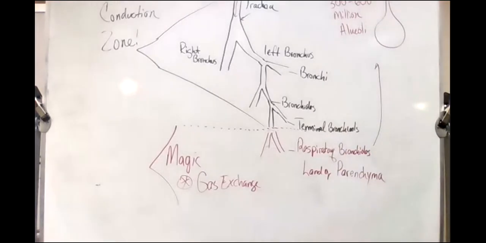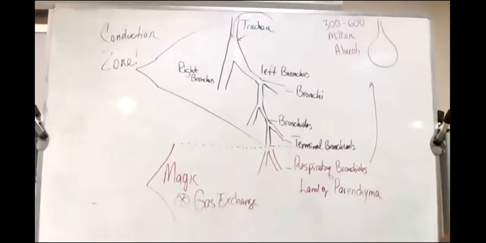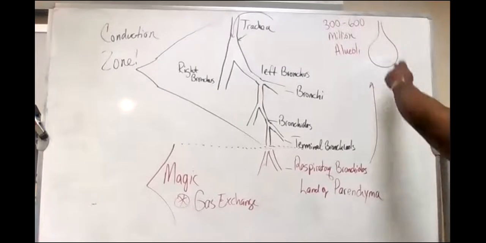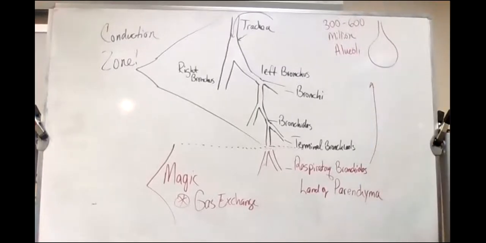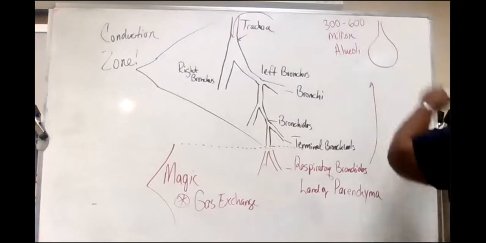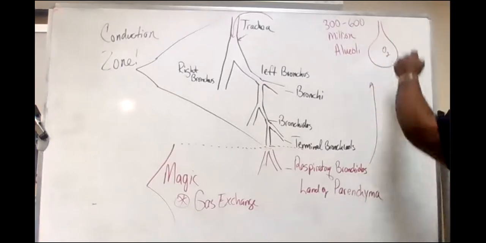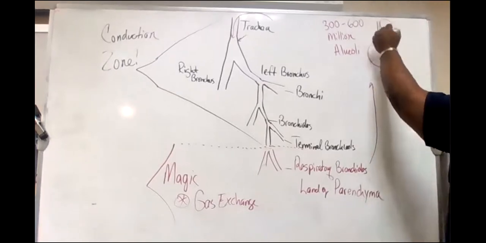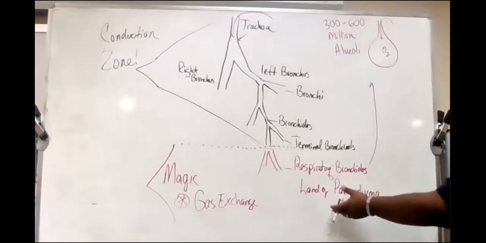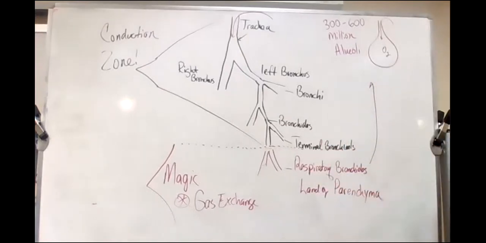300 to 600 million alveoli. These right here. This is where the gas exchanges. This is where the magic happens. Okay? Inside of this, we have oxygen. Oxygen is inside. It comes in from when you're breathing it. It finally makes it down to the alveoli.